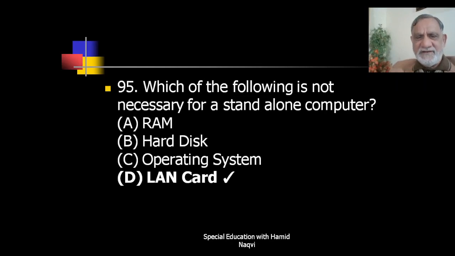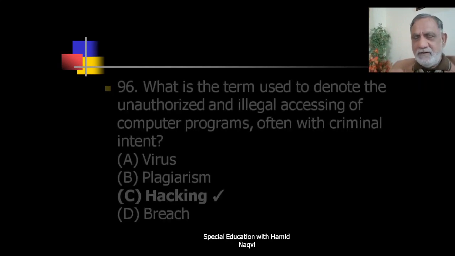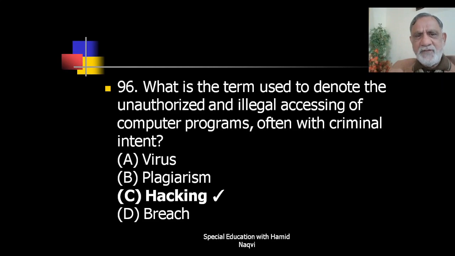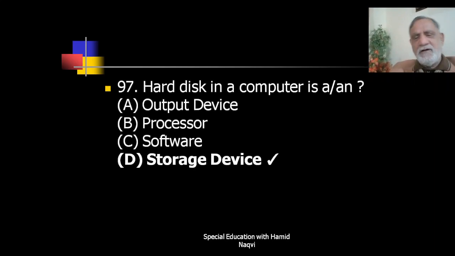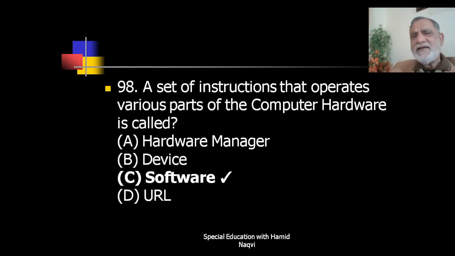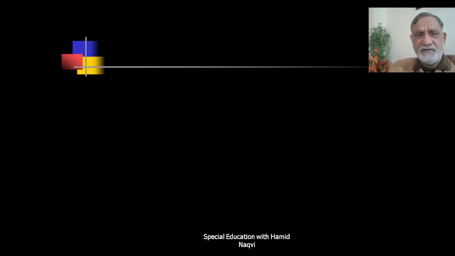Which of the following is not necessary for a stand-alone computer? It is the LAN card. MCQ from computer science. Again, MCQ from computer science. What is the term used to denote the unauthorized or illegal accessing of computer programs, often with criminal intent? It is hacking. Again, from computer science, a hard disk in a computer is a what? It is a storage device. A set of instructions that operates various parts of computer hardware is called what? It is called software.